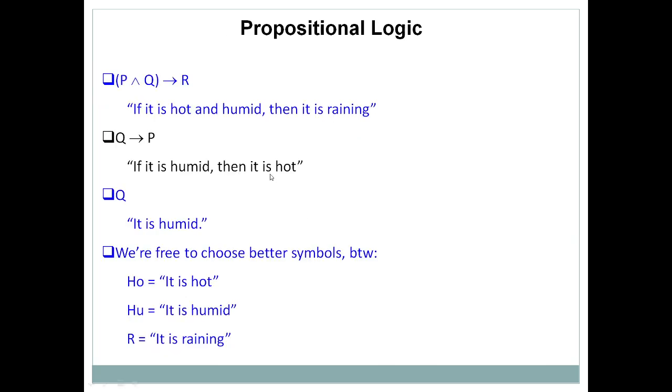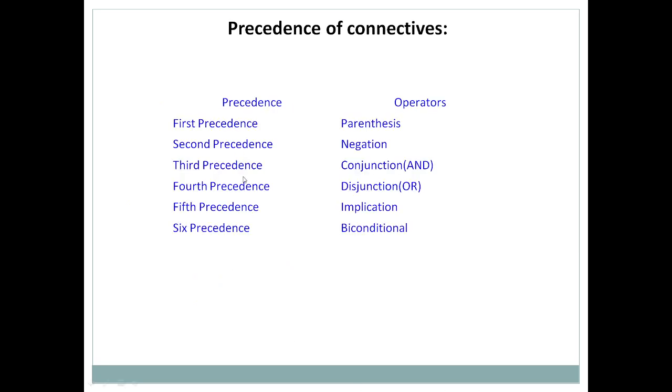Now, these are a few more examples. If it is hot and humid, then it is raining. In this case, three statements are there. Suppose P represents it is hot, Q represents it is humid, and R represents it is raining. We can represent this statement mathematically in propositional logic as P and Q implies R. What is the meaning of this? If it is hot and humid, then it is raining. In this way you have to represent a proposition with the help of variables as well as the connectives. Now next is precedence of connectives.